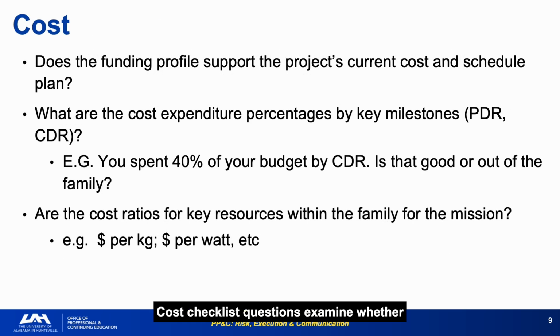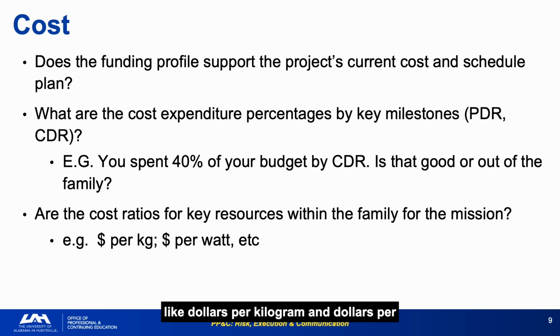Cost checklist questions examine whether the funding profile matches the current cost and schedule plan, what cost expenditure percentages look like at key milestones, and whether cost ratios for key resources are within family for the mission type. The milestone-based spending benchmark, the example of spending 40% of the budget by CDR and asking whether that is good or out of the family, is exactly the kind of contextual question that separates assessment from reporting.